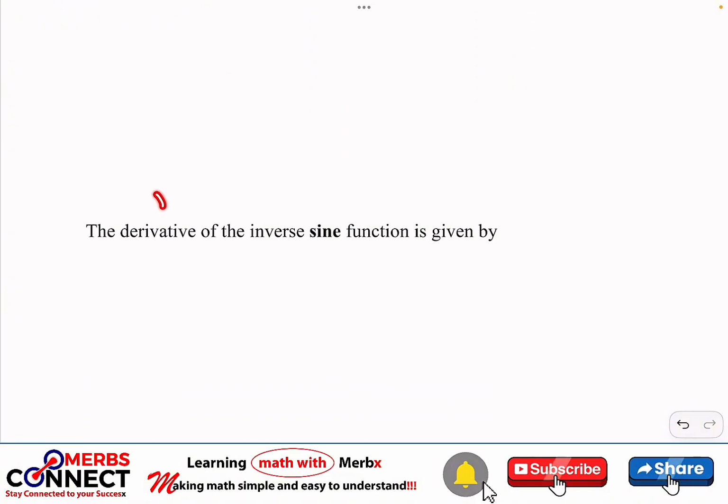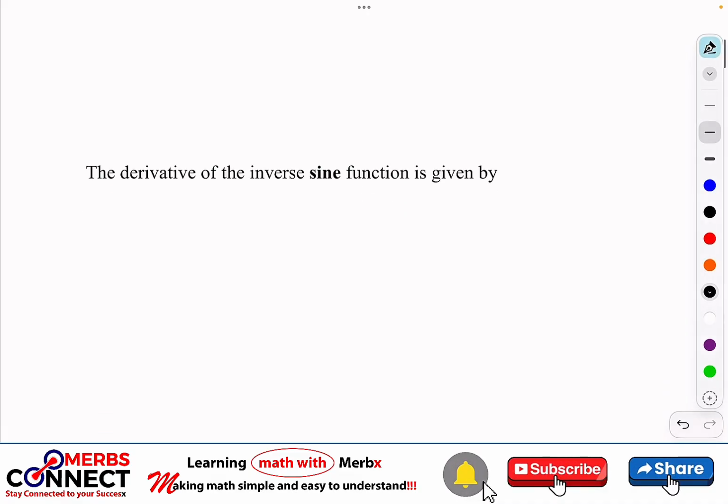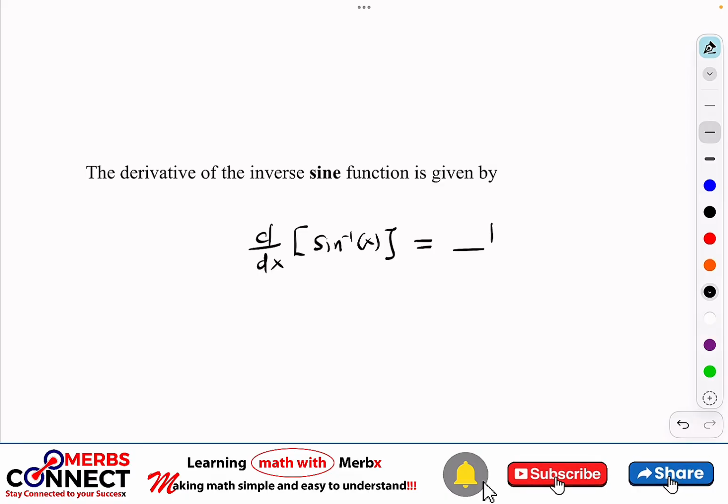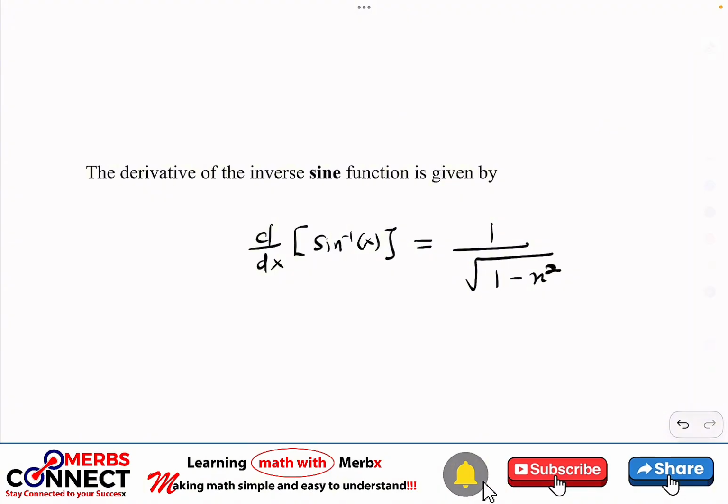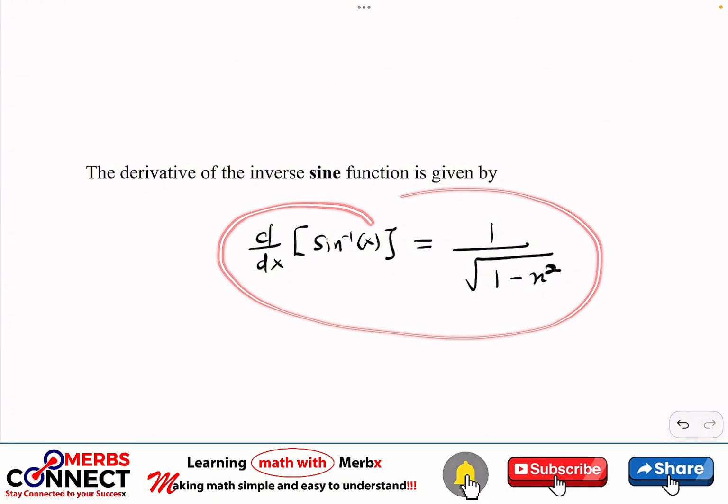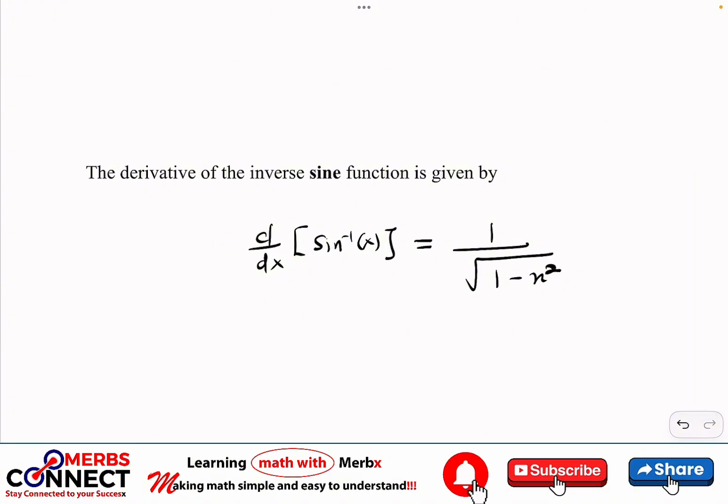My sheet here is saying that the derivative of the inverse sine function is given by d over dx of sine inverse of x is equal to 1 divided by the square root of 1 minus x squared. Great. This is a formula that we need to learn. It's very, very important in terms of taking derivatives. Let's learn how to prove this.